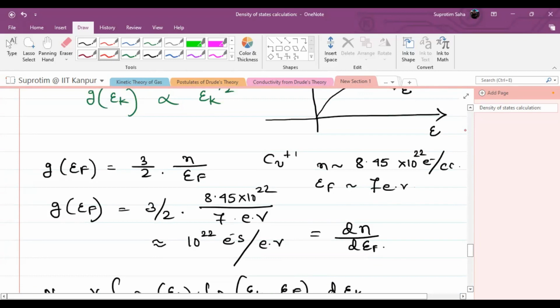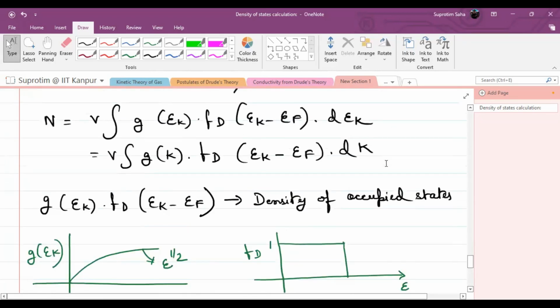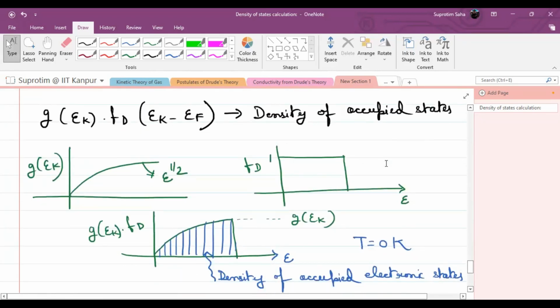So in this lecture, we learned about how the electronic density of states is formulated. In three dimensions, the density of states is proportional to E raised to half. And the density of states at the Fermi energy is dependent on the number density of the electrons and the Fermi energy itself. So for copper we calculated it is very, very high. And also we looked at how the density of occupied states looks like. So this is the summarization of the lecture.